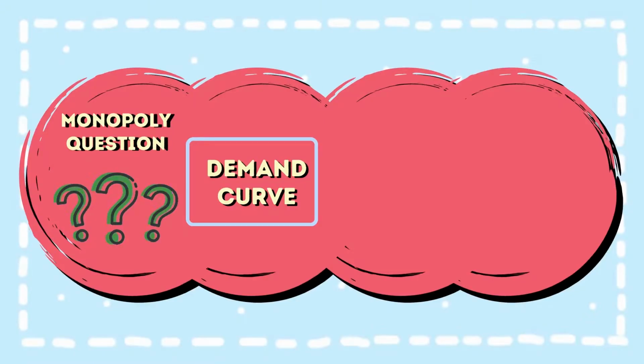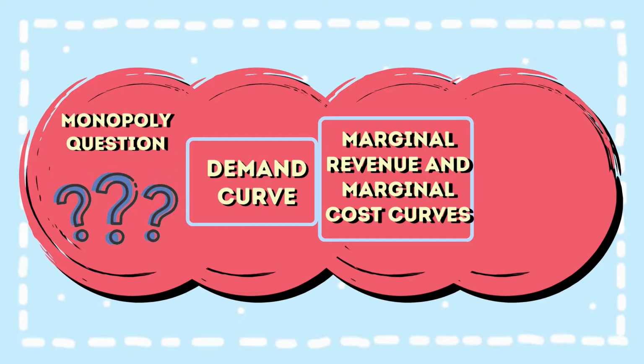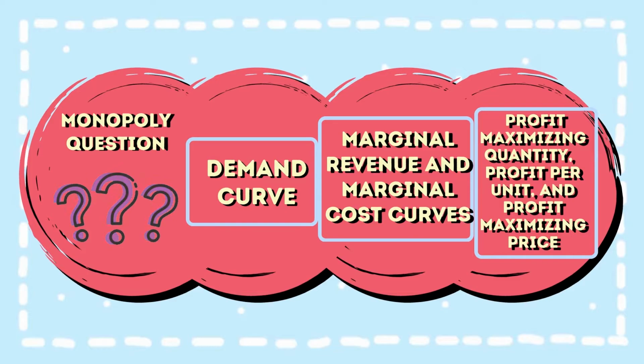Whenever we have a monopoly question, we have a demand curve, we draw the marginal revenue curve, and we draw the marginal cost curve. After analyzing these elements, we can then find the profit maximizing quantity, the profit per unit, and the profit maximizing price.